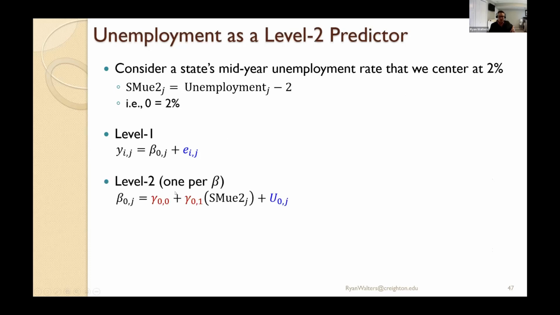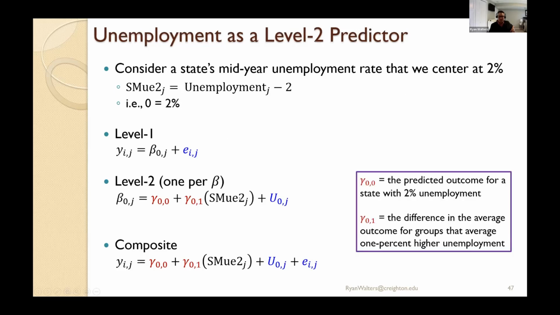And at level 2 now, we basically have our fixed intercept and our fixed effect for state mean unemployment centered at 2. So our fixed intercept now is the predicted disability score specifically for a state with 2% unemployment, right? When all predictors equal 0, that's what our intercept represents. The fixed effect of state mean unemployment represents the difference in average disability for groups that average 1% higher unemployment. The change in the outcome per 1 unit increase in unemployment.